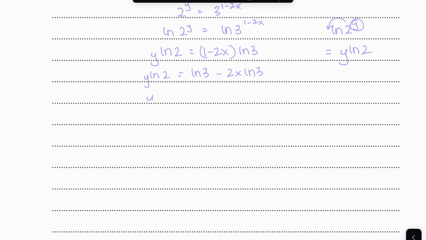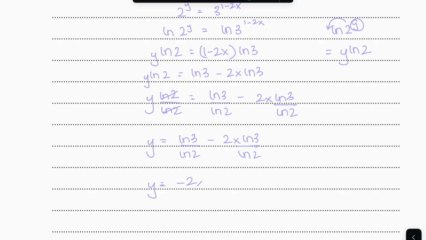So I will do y ln 2 over ln 2 is equal to ln 3 over ln 2 minus 2x ln 3 over ln 2, and a little bit of rearranging to get it in the form I want. This will cancel and I will just have y is equal to ln 3 over ln 2 minus 2x ln 3 over ln 2. Let me just rearrange this. So y is equal to minus 2x ln 3 over ln 2 plus ln 3 over ln 2.